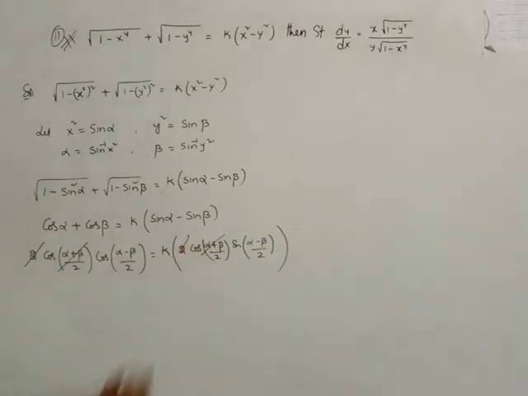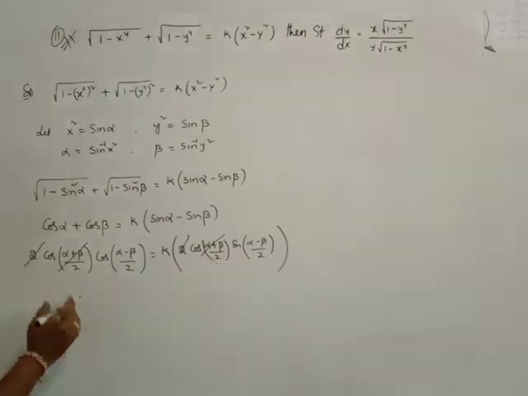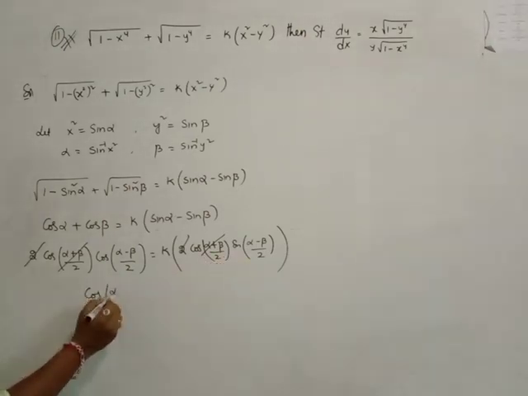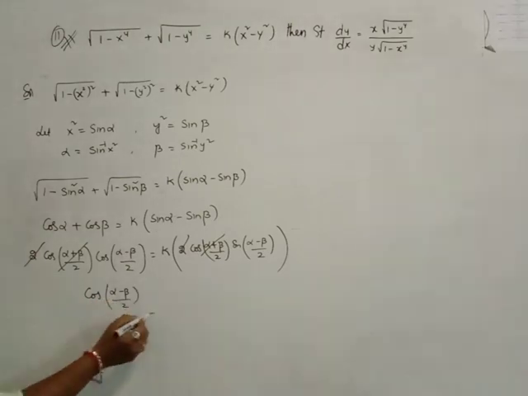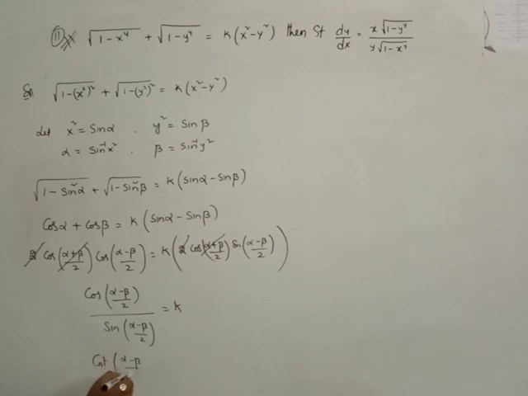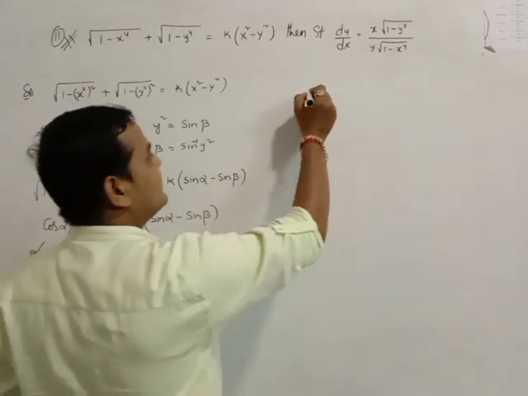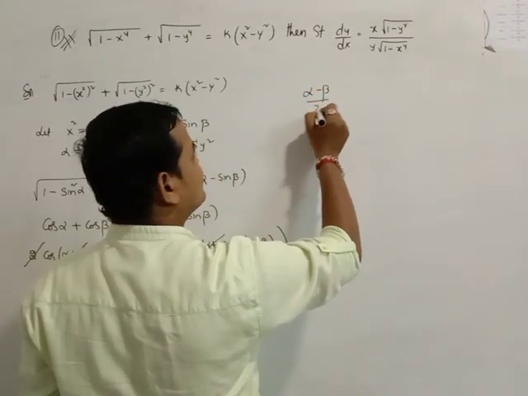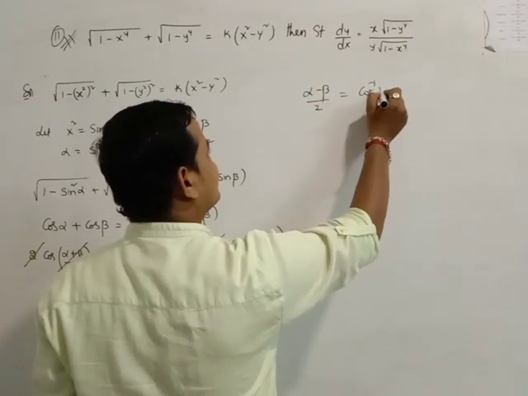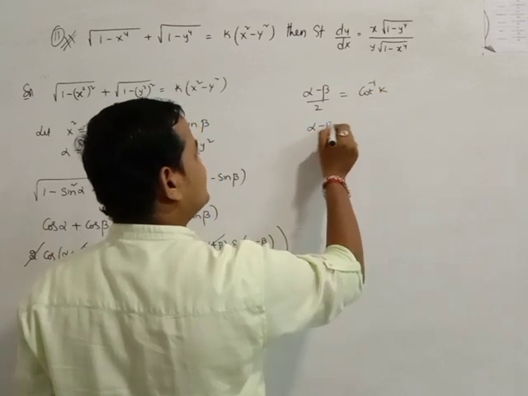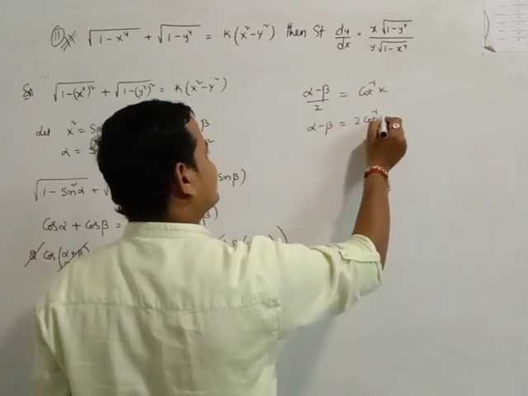Cos of alpha plus beta by 2 cancels. You bring this one to this side. So cos of alpha minus beta by 2 by sin of alpha minus beta by 2 is equal to k. But cos by sin means it is cot of alpha minus beta by 2 is equal to k. Take the cot to that side. Then alpha minus beta by 2 is equal to cot inverse of k. So alpha minus beta is equal to 2 cot inverse of k.